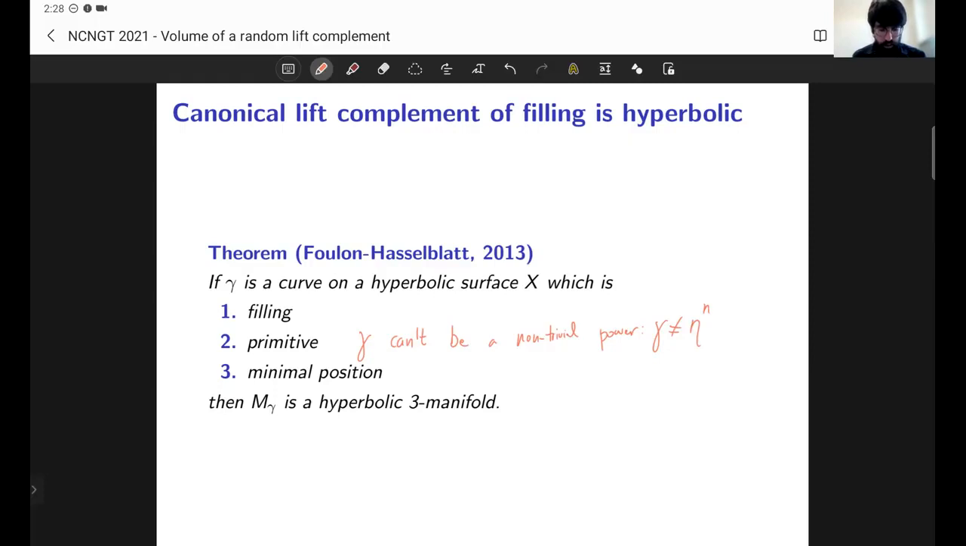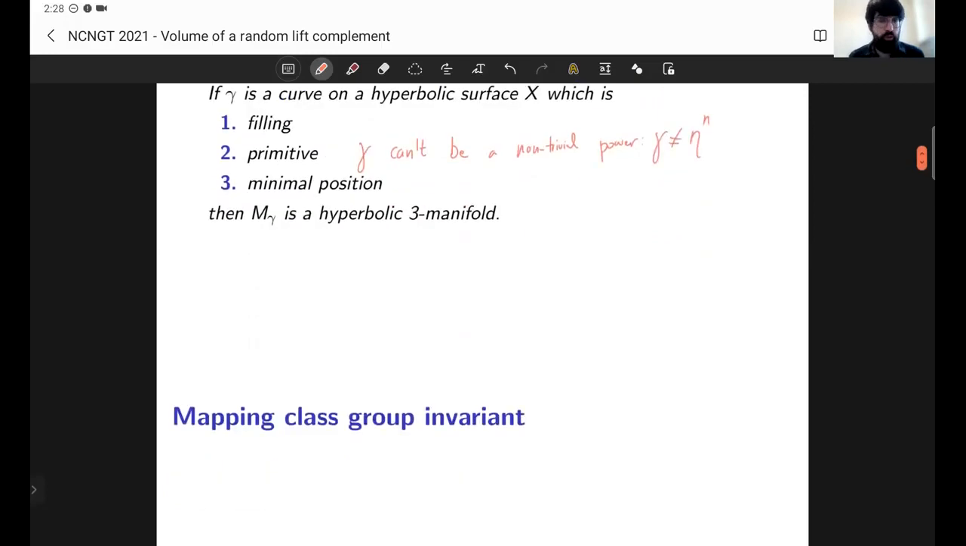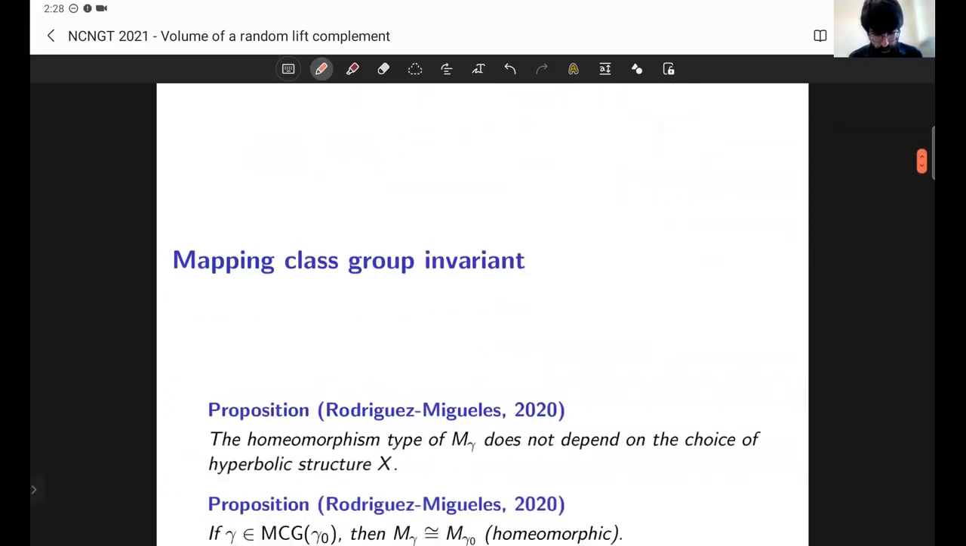Given these three conditions, Fuller and Hasselblatt prove that this three manifold that you can obtain by drilling, that we call M gamma, this canonical lift complement, is a hyperbolic three manifold. So among the possible geometries that you can give to a three manifold, this particular three manifold can be equipped with a hyperbolic geometry. So a very interesting result, a very interesting way to produce hyperbolic manifolds.